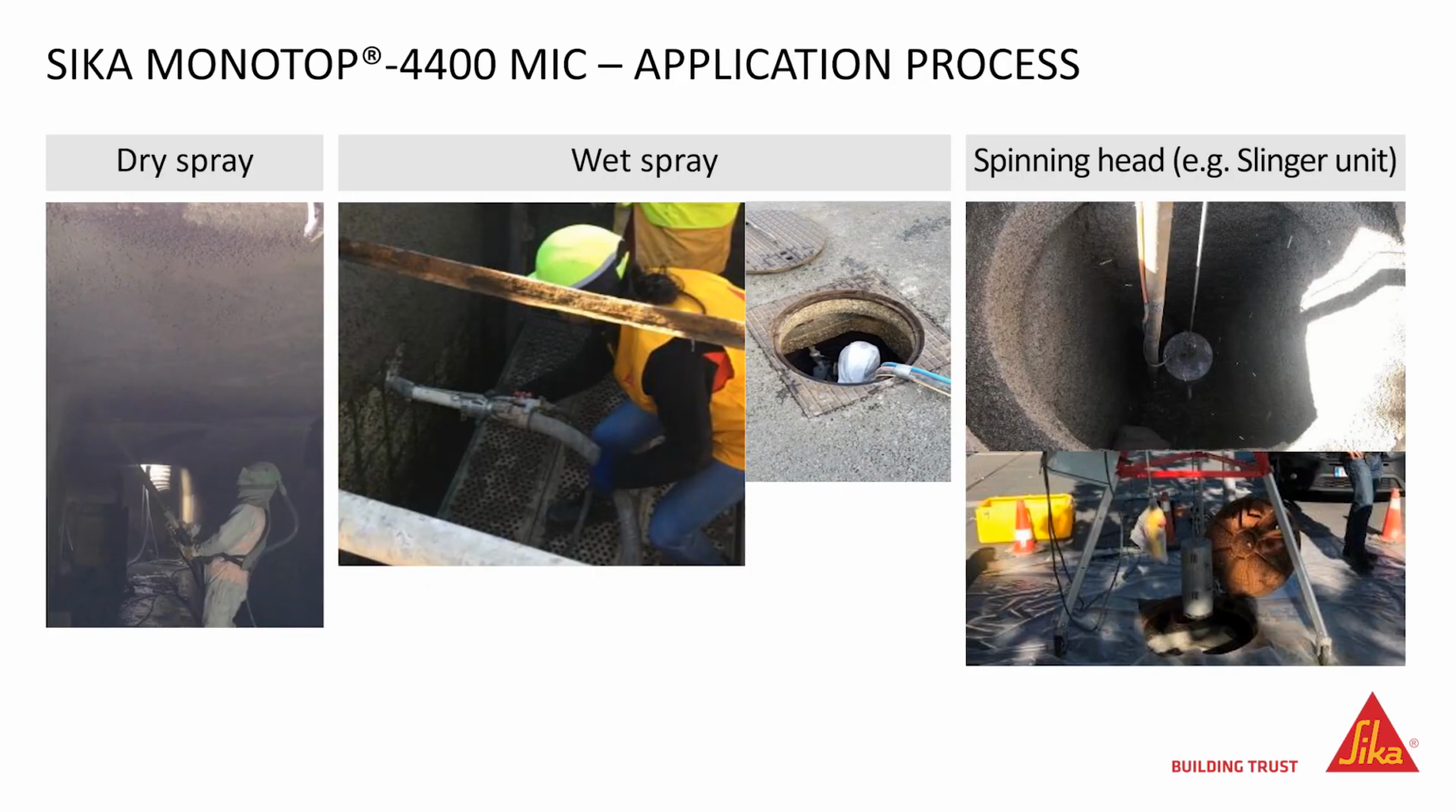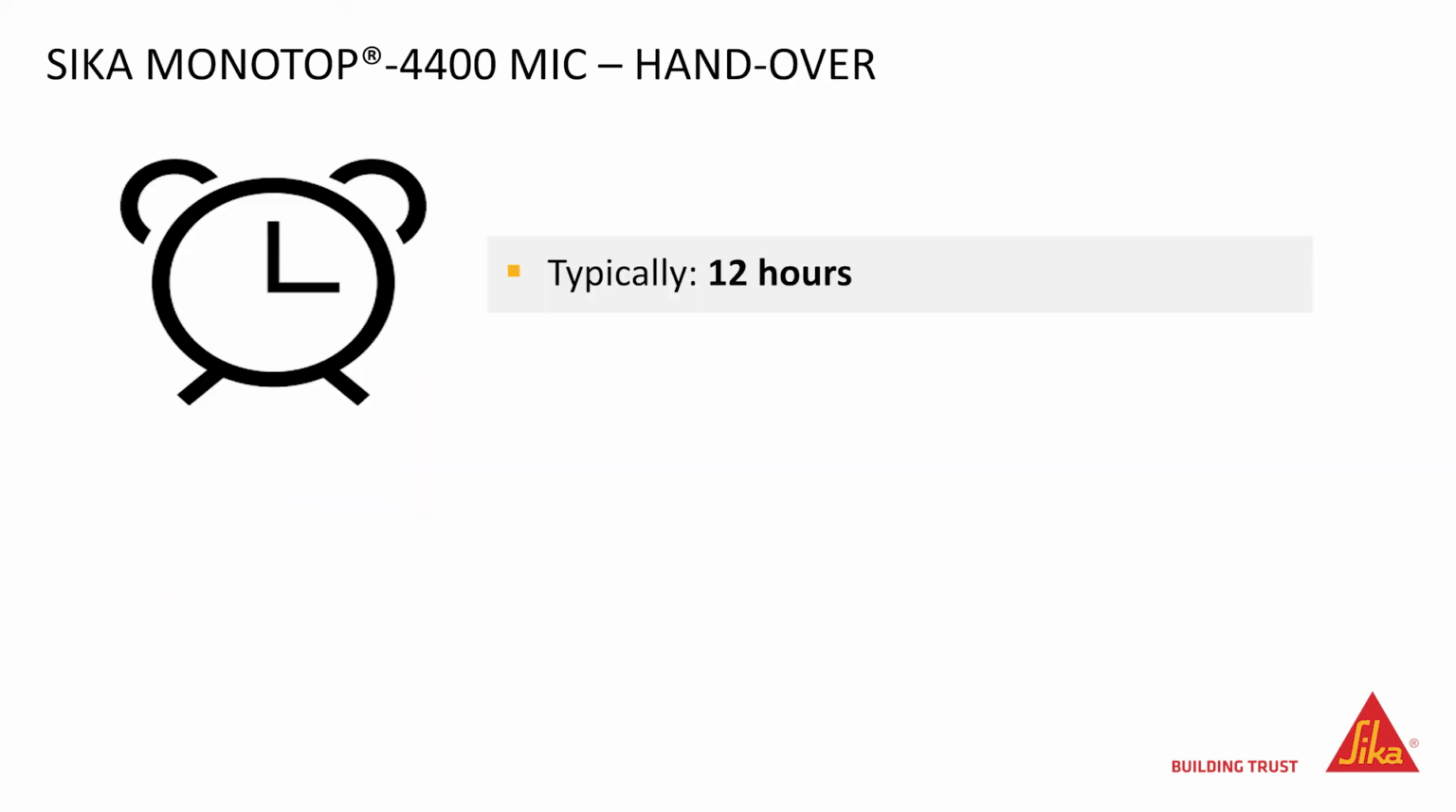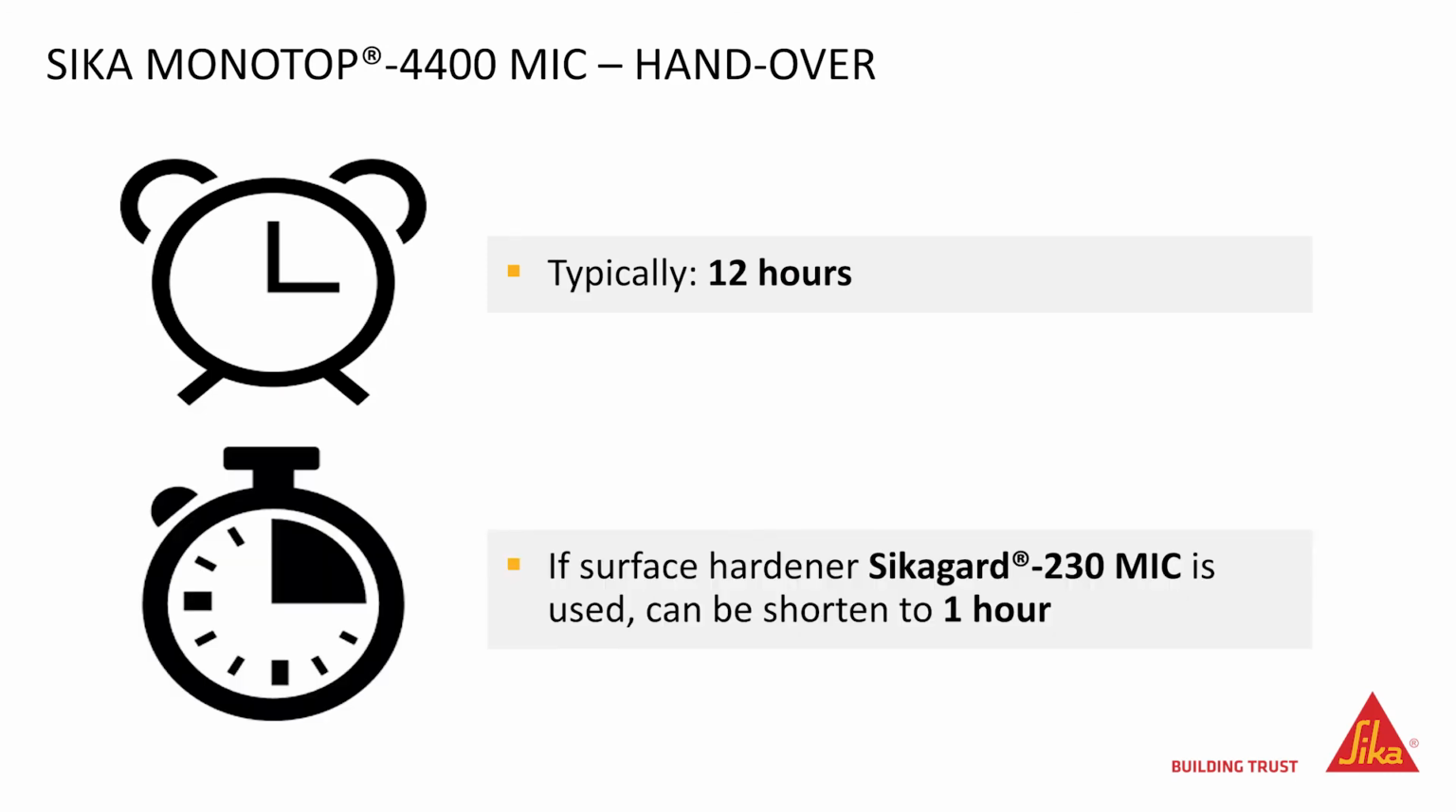Sika Monotop 4400 MIC can be applied using a dry spray or wet spray process. It can also be placed on the surface using a spinning head spray. Typically, handover can be done within 12 hours after application. If a specific surface hardener is used, such as SikaGuard 230 MIC, the handover timing can be significantly shortened, and a soft opening can be done 1 hour after application. The surface hardener is also used when there is a need for early wet curing during renovation, for example in the presence of a strong ventilation for worker safety.